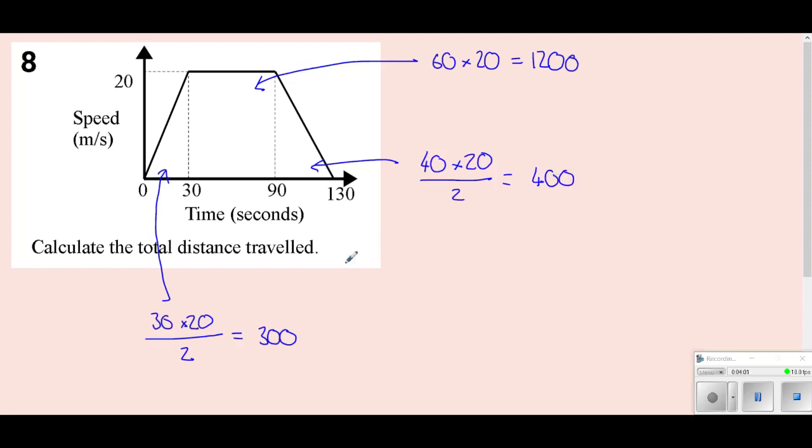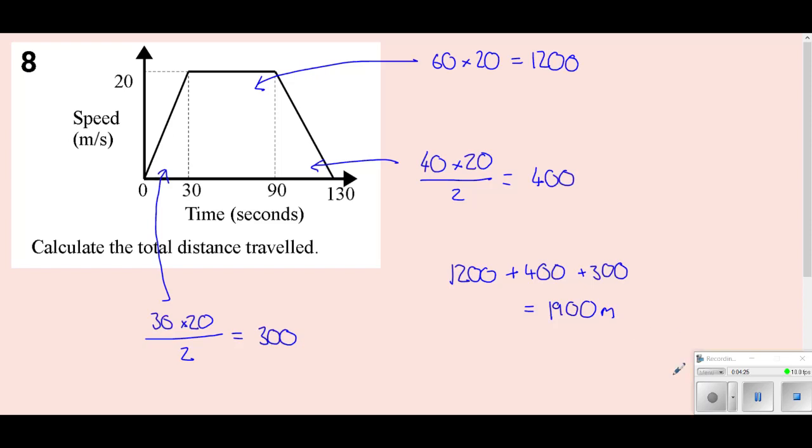The total distance will be the sum of those 3 values. So 1,200 add 400 add 300. Remember, we're adding. Adding is commutative. It does not matter the order we do it. Summing those values together gives you a total of 1,900. And our units, the question is meters per second, so our distance will be in meters.